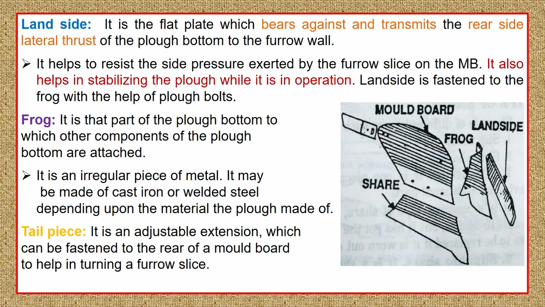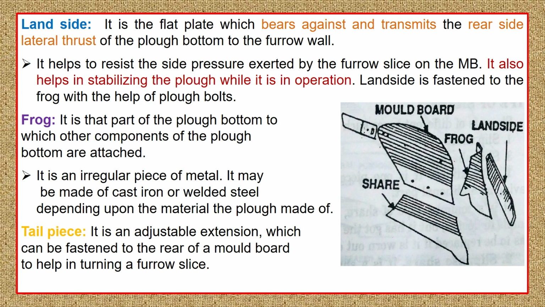So the landside is another part of the plough, as you can see in this picture. The landside is the part which bears against the furrow wall, and it transmits the rear side of the lateral thrust into the furrow wall. What happens whenever the soil is cut by the furrow share is that the furrow soil mass is received by the moldboard, and as the soil mass reaches the moldboard, there will be a resultant force acting upon the moldboard, particularly to the half of the plough.